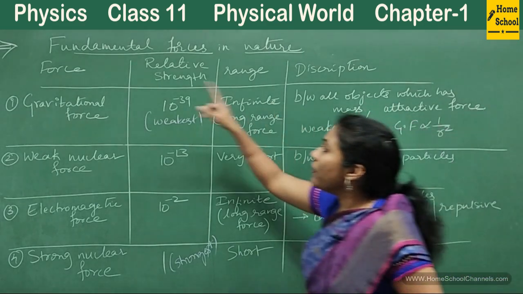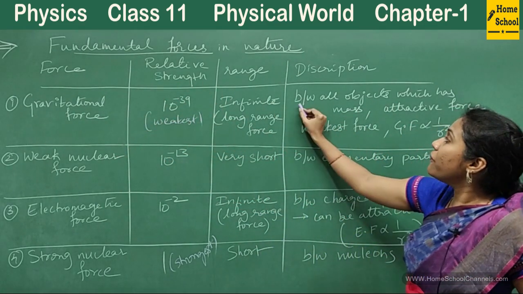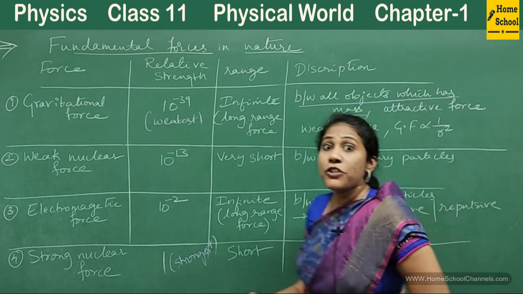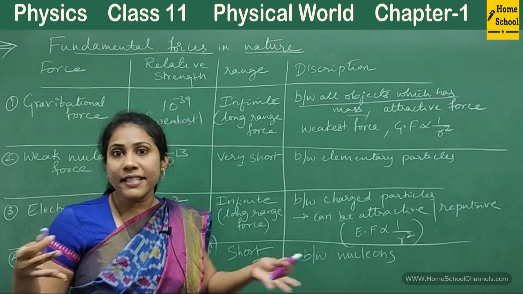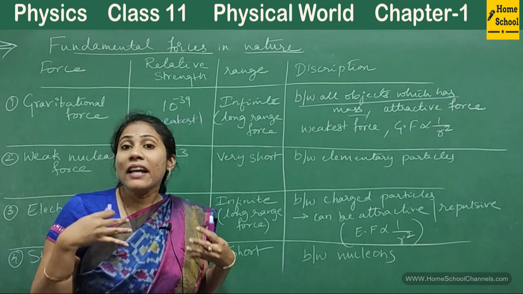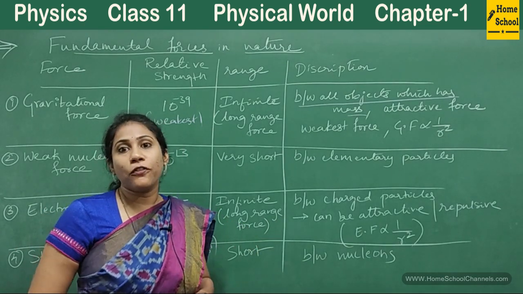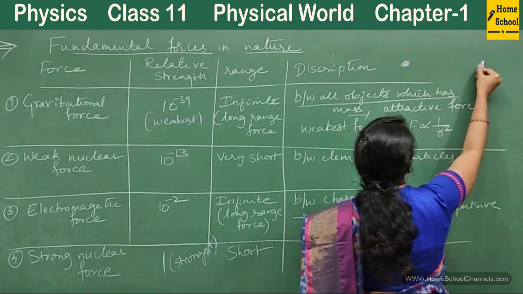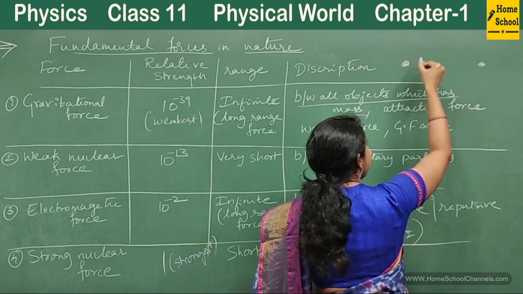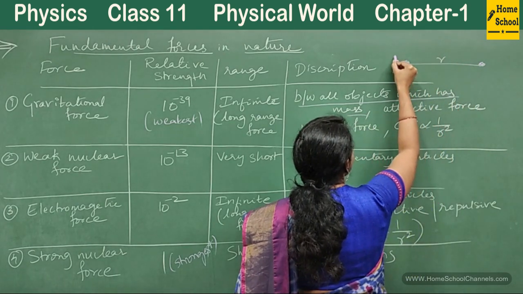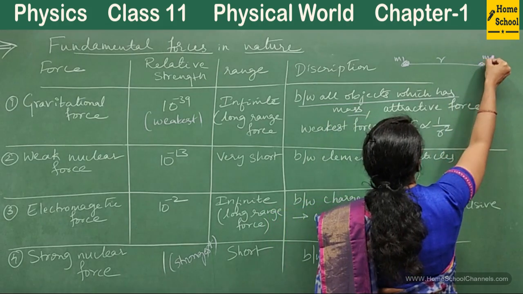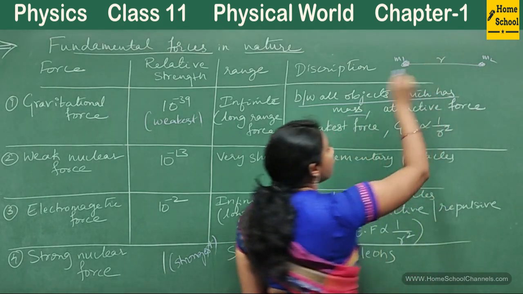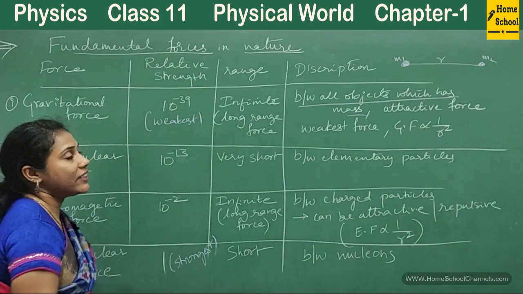Now coming to the range and description. Where do we find gravitational force? Gravitational force is always found between all objects which have mass. Even between you and me there is a gravitational force acting, and between us and the earth there is a gravitational force. If this is one object and this is another object, placed at a certain distance r, with mass m1 and mass m2, between these two objects you will observe a force which we call gravitational force.